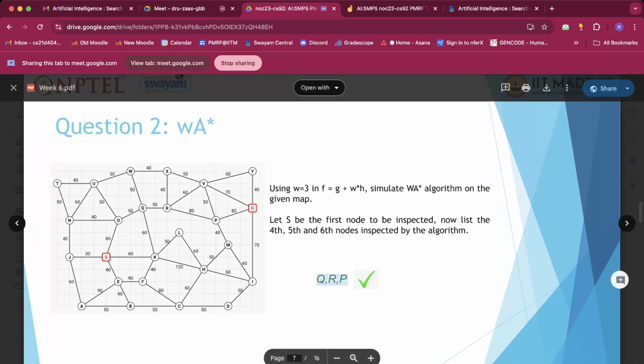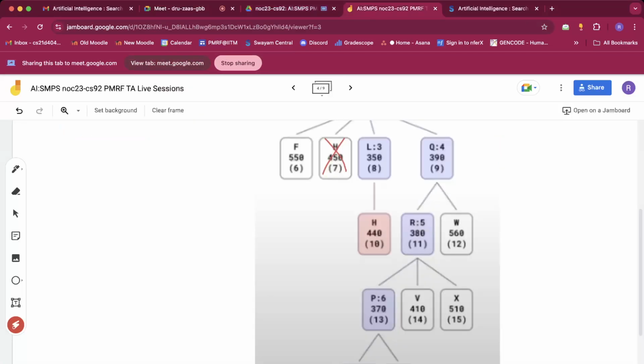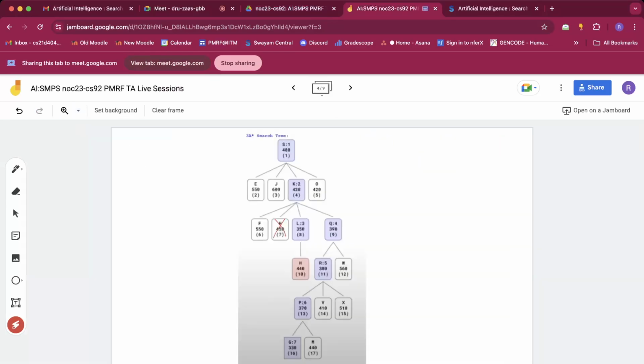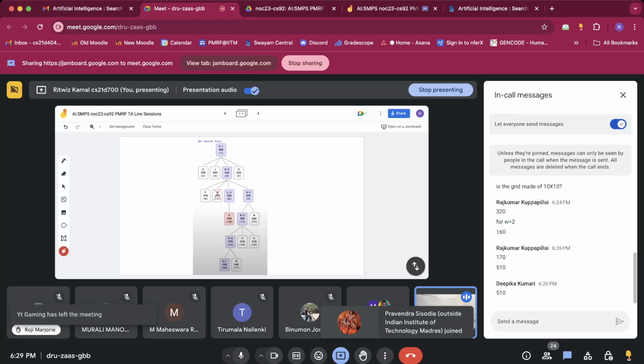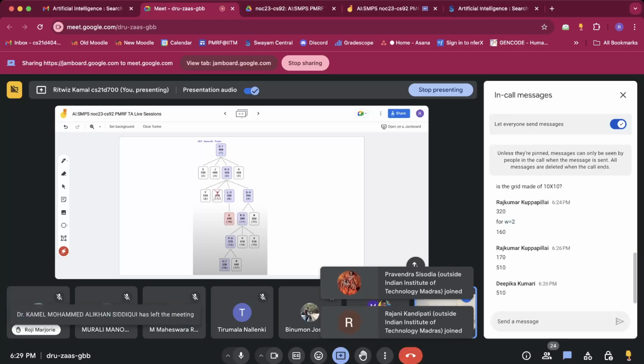Okay, so I'll leave the search tree on here for a while so that you can go through it and convince yourselves of the solution. Okay, and if there are any doubts, please feel free to let me know.